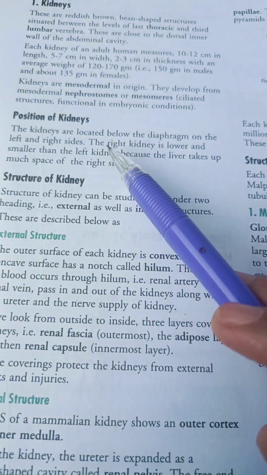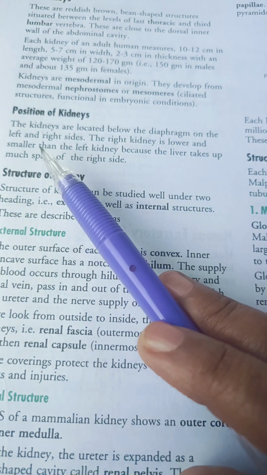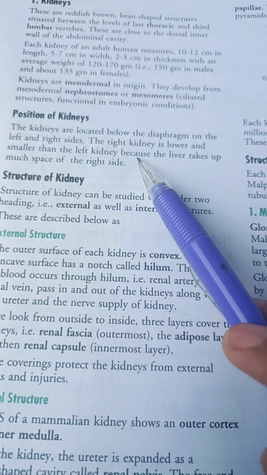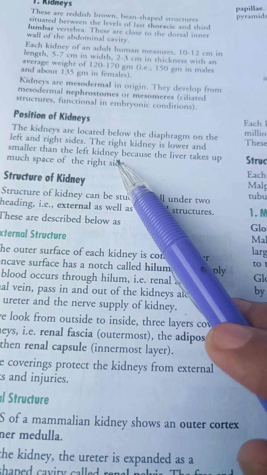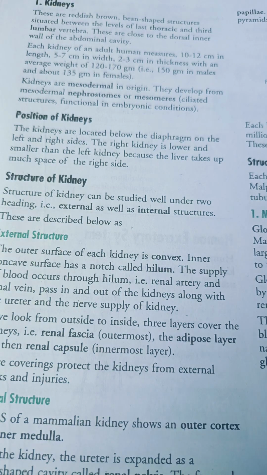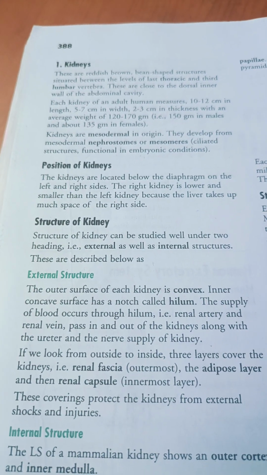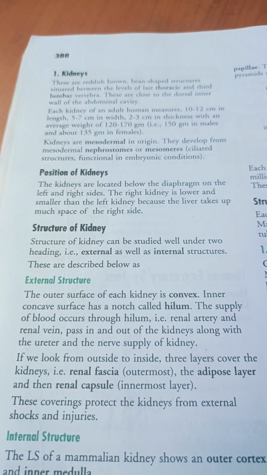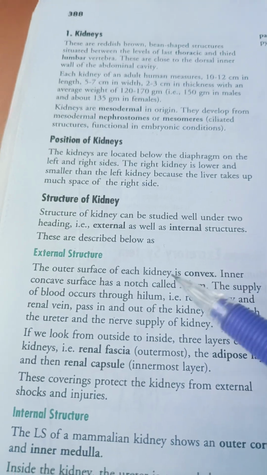Now, the position of kidneys: the kidneys are located below the diaphragm on the left and right sides. The right kidney is lower and smaller than the left kidney because the liver takes up much space on the right side. Now we will see the structure of the kidney. The structure of the kidney can be studied under two headings, that is external as well as internal structure. Now we will see the external structure.